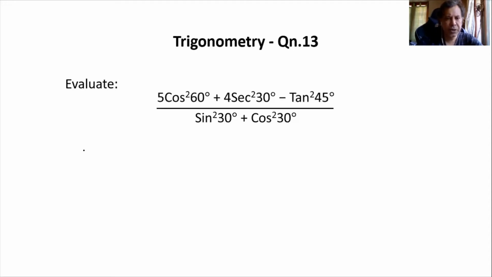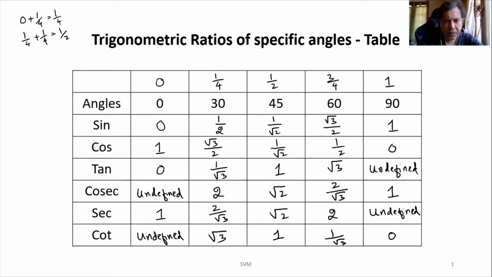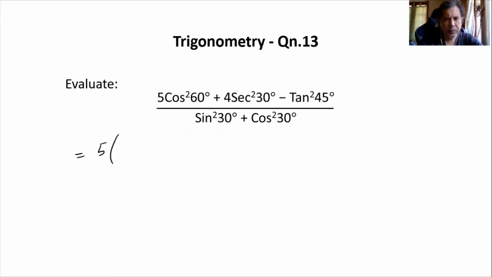So let's move on to the 13th question. It's in the form of a ratio. We need to only substitute the values. 5 times cos square 60. What is cos 60? Let's go back to the table. Cos 60 is 1 by 2. So 1 by 2 the square, plus 4 times secant square 30.